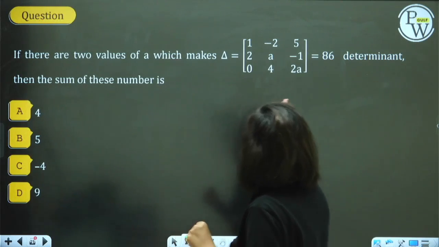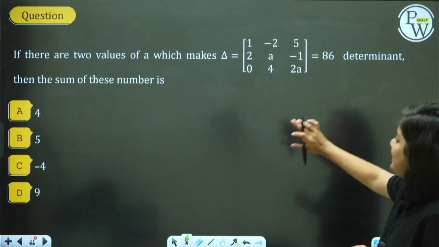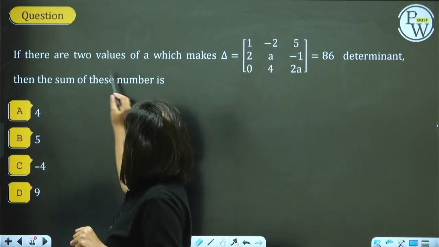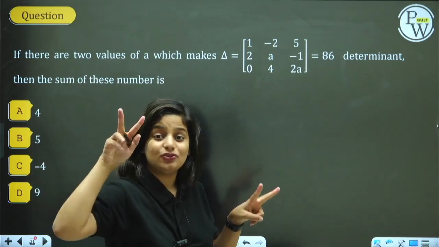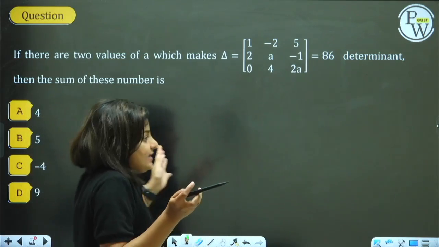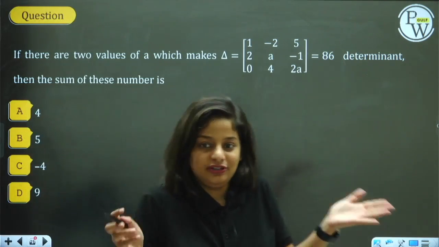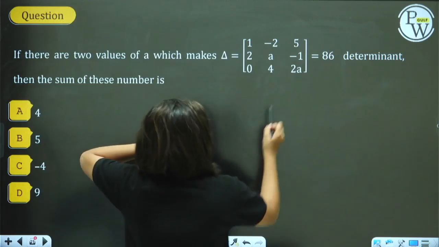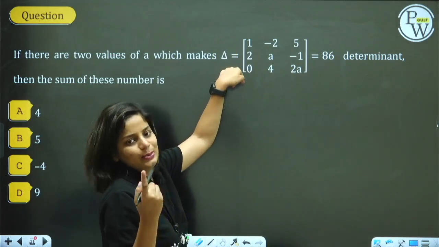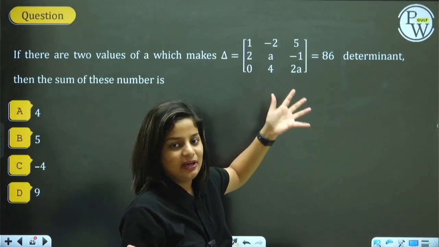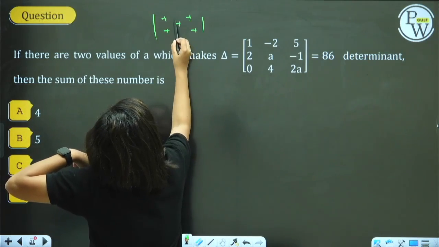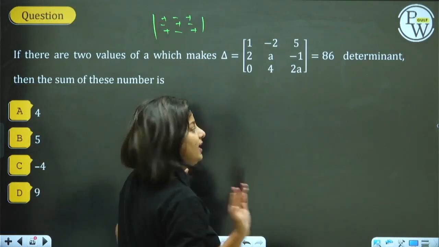The first question: if this delta is equal to 86, find the sum of these numbers. A has two values. Find the sum of those values. As I said, the expansion of order 3, if you don't know, you can check here. How do we expand? I can see 0 in third row as well as first column. So it's your choice wherever you want to expand. Keep this plus minus plus sign chart. It comes very handy to everyone while expanding.